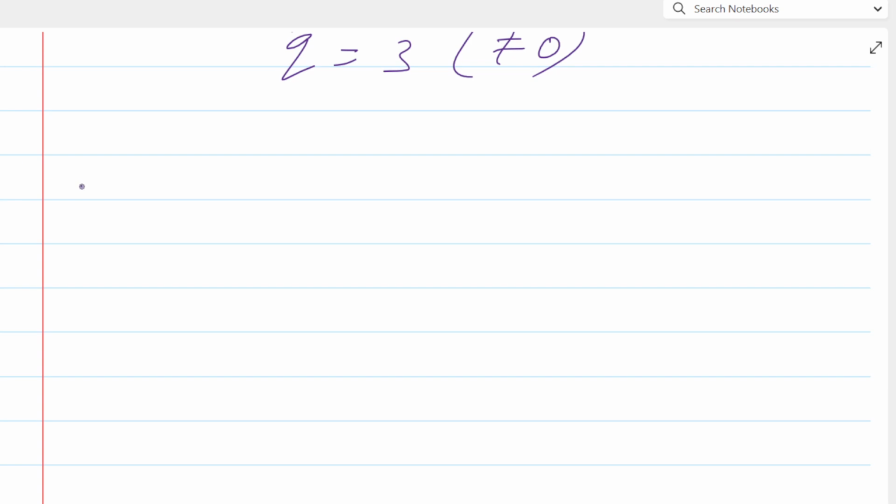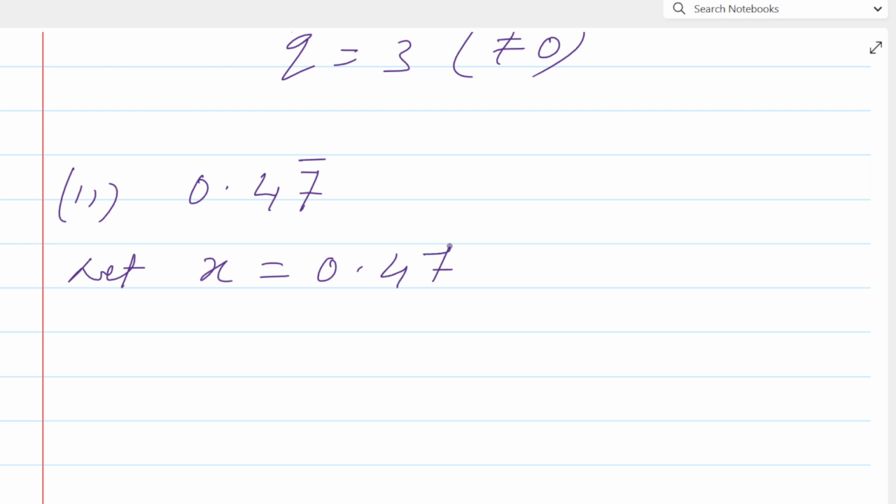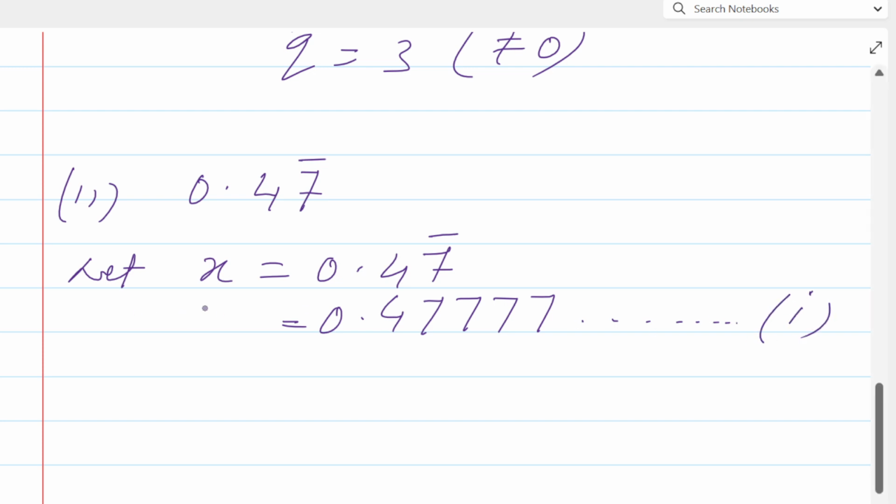Okay, question number 2 is 0.47 bar. That means only the 7 is repeating. The same process: let x equal 0.47 bar, that is 0.4777..., where this 7 is repeating. Only one digit, 7, is repeating. Let's take this as equation 1.